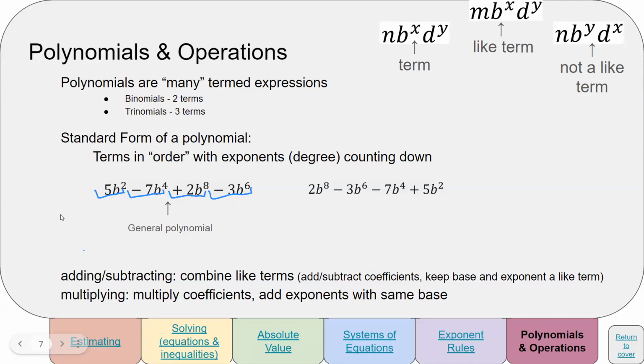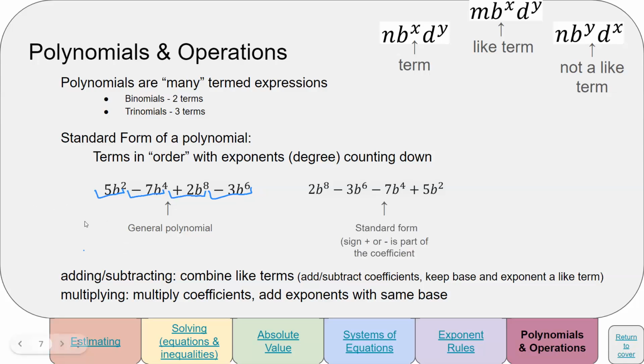If I wanted to be in standard form with the exponents counting down, I want the term with the highest exponent first, which is the 2b to the 8th. Since it's starting with a positive, we assume things are positive, so I don't need to put that plus 2b to the 8th at the beginning. And then my next highest exponent is a 6, so that's why I have the minus 3b to the 6th, so the sign went with the whole term. And then b to the 4th is my next one, so that is my negative 7b to the 4th, and then I end with my 5b squared. And remember, if there is no sign in front of something, we assume it's positive because we like to assume the best out of things.